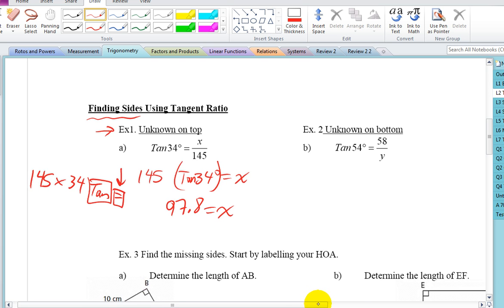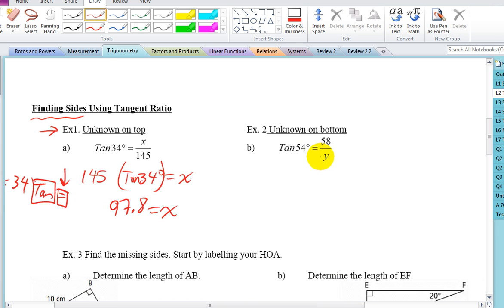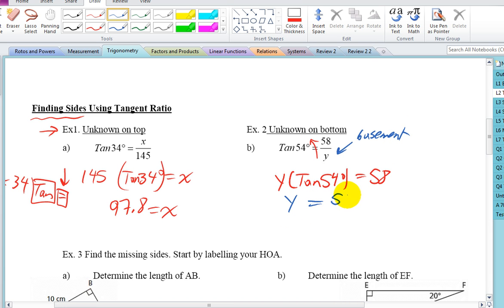Okay, next one. So what we do here is that we want to get rid of this divide by y, so we bring it up and multiply by y. So y times tan 54 degrees, using brackets, equals 58. Now we have a multiplication. Okay, so y is out of the basement. That's good. We hate when it's in the basement. That's not good. So what we do then is we do the opposite of timesing by tan 54. We now move it to the other side and divide by tan 54 degrees.